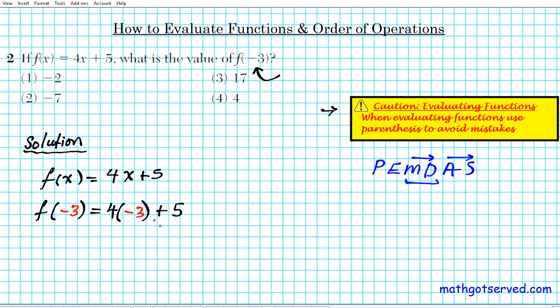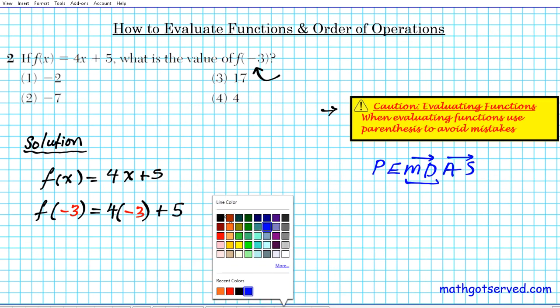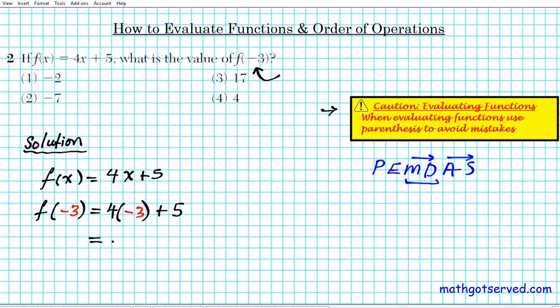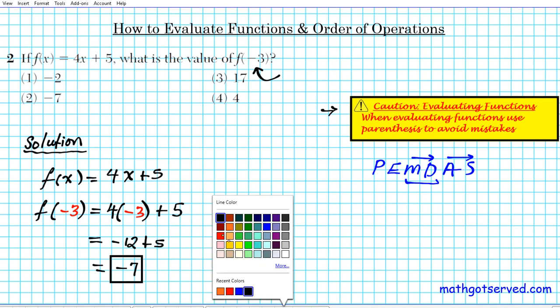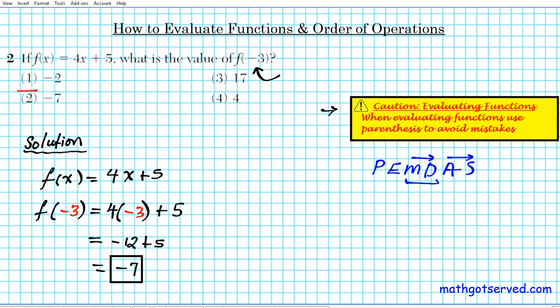We have multiplication and addition here. So what we're going to do is multiply first, alright? So 4 times negative 3 is going to yield negative 12. Negative 12 plus 5. Negative 12 plus 5 is negative 7. Remember, when the signs are different, you subtract and keep the sign of the bigger. Alright, so the answer to question number 2 is option number 2.